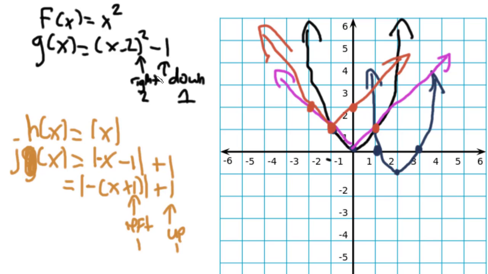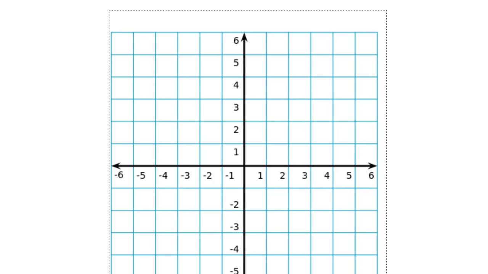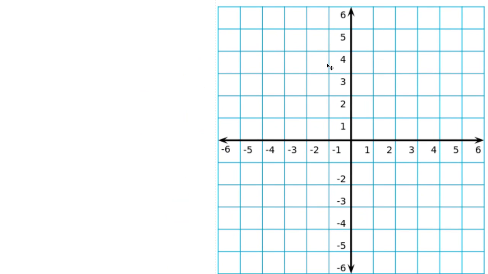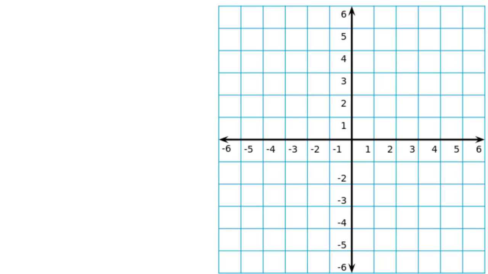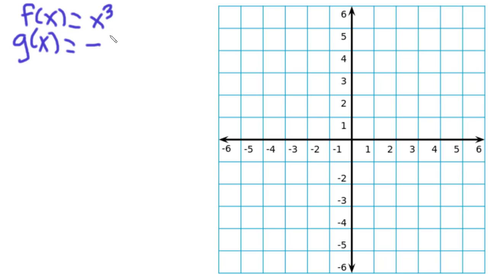Okay. Let's look at one more. Let me clear off the board because it's getting kind of messy. Okay, and let's put our coordinate plane over here. Alright, so let's look at f of x equals x cubed. Now I want to do a g of x that's going to equal negative x minus 1 cubed plus 2.